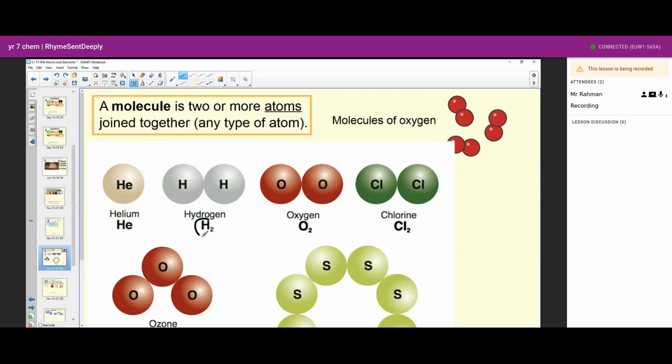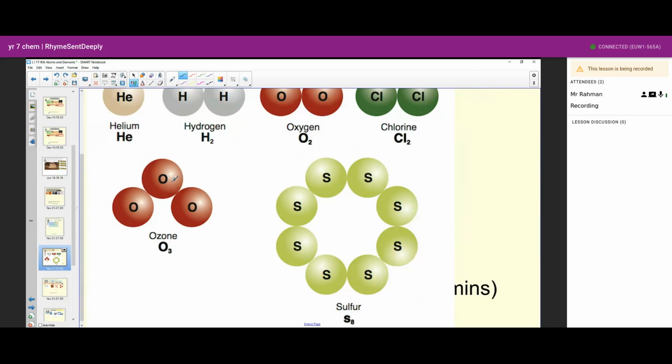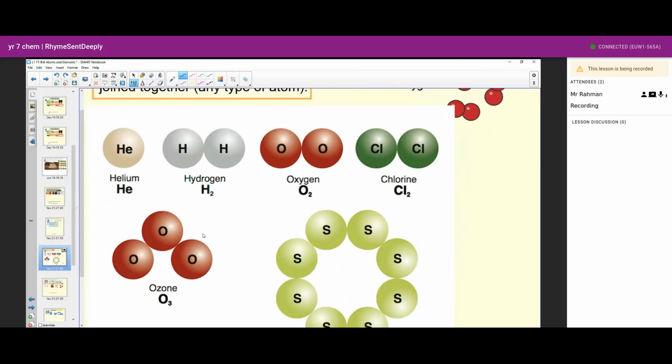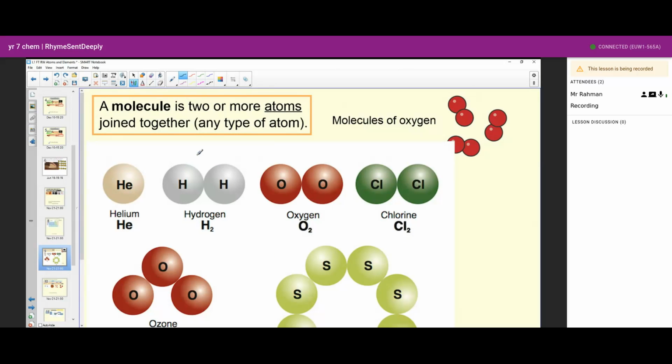And this is H2 because there are two of them. Here we see an oxygen molecule because we have more than one oxygen atom bonded together. We've got a chlorine molecule. We can get bigger molecules. For example, O3 is 3 oxygens bonded together, or S8 is a much larger molecule of 8 sulfurs bonded together. So a molecule is two or more atoms joined together. You can take a note of that and remember it.